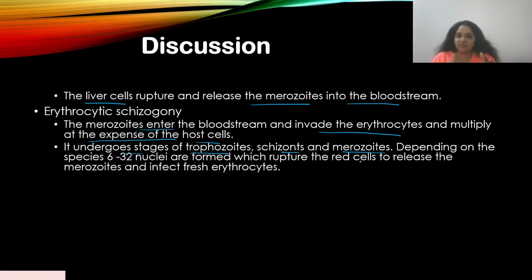So it is in the merozoite form, it invades the RBCs, again it converts into trophozoites, schizonts, and then merozoites. Depending on the species, 6 to 32 nuclei are formed which rupture the RBCs and release the merozoites and infect fresh erythrocytes. So now merozoites have entered the RBCs, they are undergoing the transformation into trophozoites, schizonts, and then again merozoites. They rupture the RBCs and invade fresh RBCs, the uninfected ones.